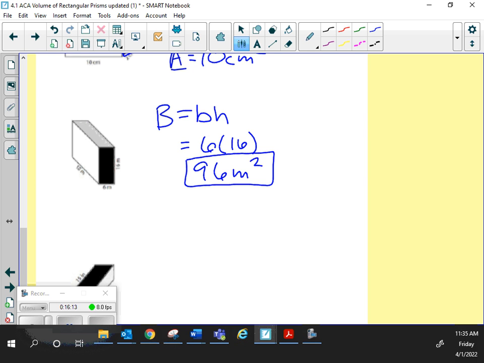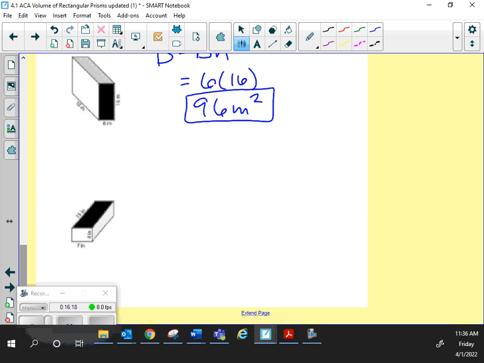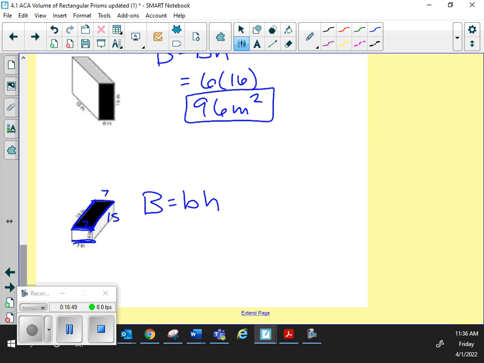Do the last one on your own. Ready? Go. Don't shout out the answer, just do it. Area of the base: big B stands for the area of the base. My base length is 15 and my height is 7. I'm looking for this rectangle, and this length is 15. This length right here is the same as this length right here, which is 7. Either 15 times 7 or 7 times 15, you get the same multiplication problem. When we multiply, we get 105 inches squared.